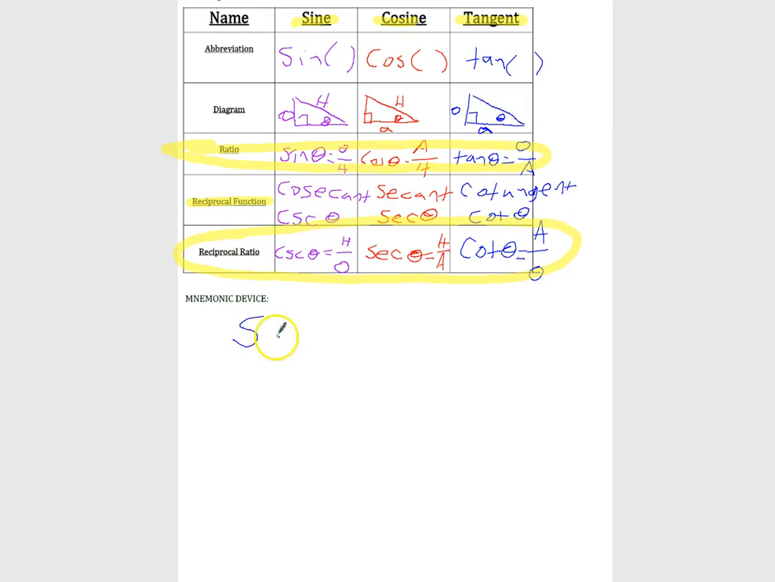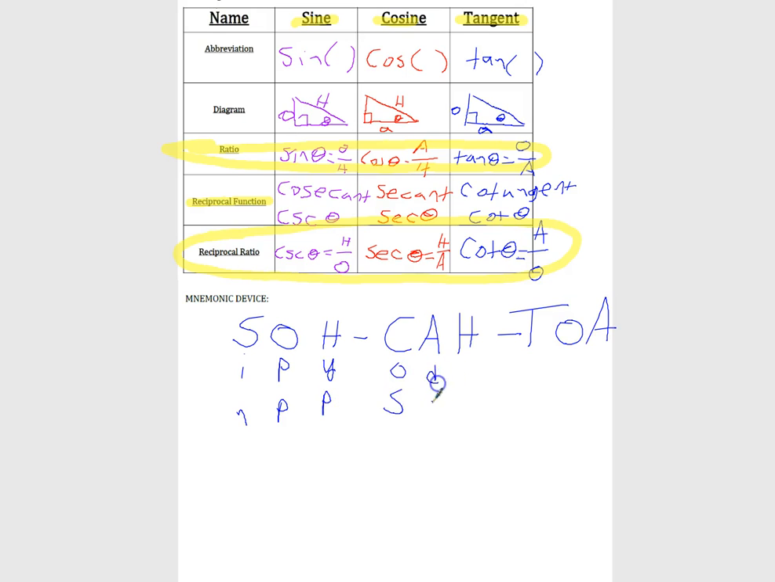To help us remember our trig functions, we have this acronym at the bottom of your paper, or mnemonic device I should say, called SOHCAHTOA. It's going to help us remember what goes with what. Sine has the opposite side and the hypotenuse in a ratio. Cosine has the adjacent and the hypotenuse related together. And tangent has opposite and adjacent related together.